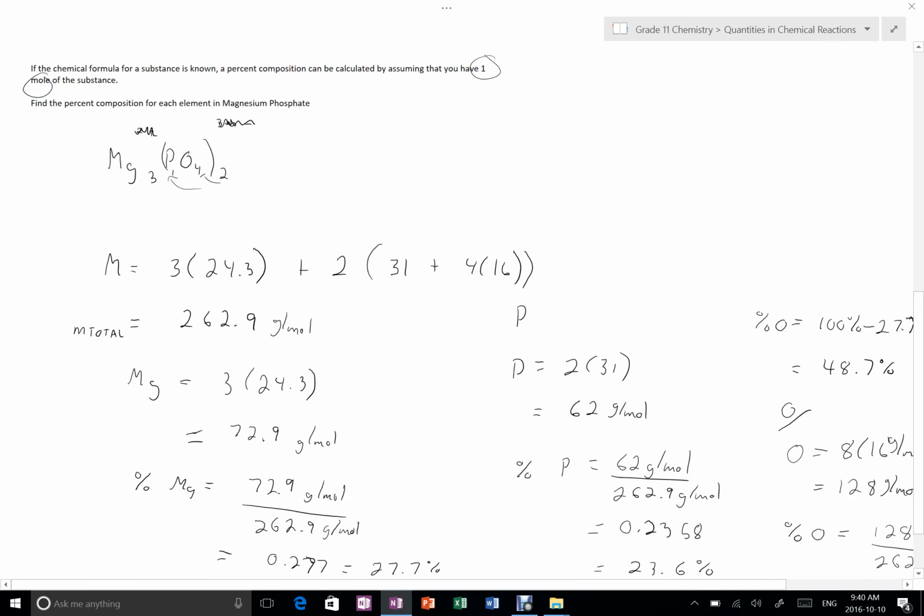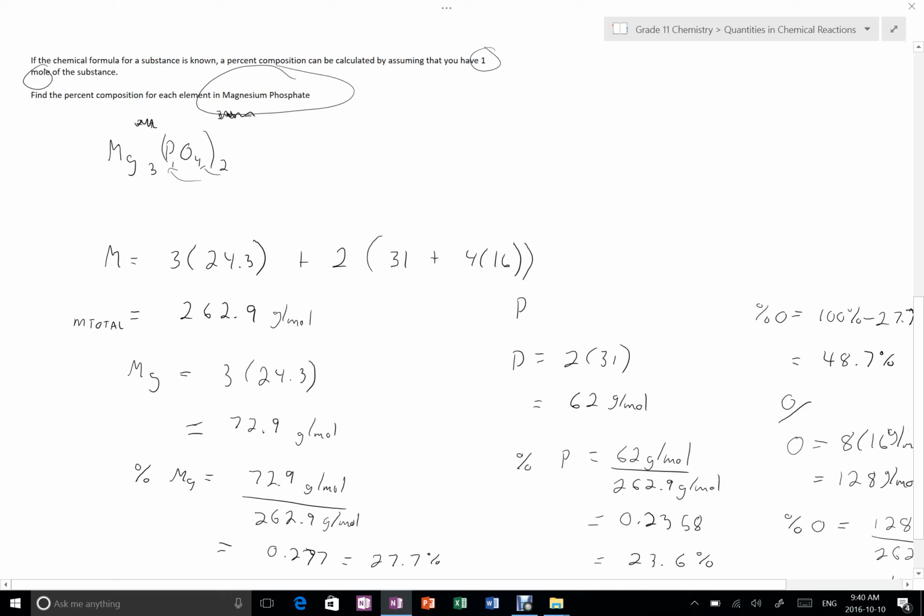If I'm not given masses, but instead I'm just given a chemical formula or chemical name, then what I have to do is assume 1 mole of the substance, and then all of the molar masses of the individual elements that make up the compound can be treated as if they were the actual mass of the substance, because I said I have 1 mole, so the molar mass is the mass of 1 mole, so I'm good to go there. The only trick, of course, is I need to be careful because I don't just have one atom of that element necessarily in the compound.